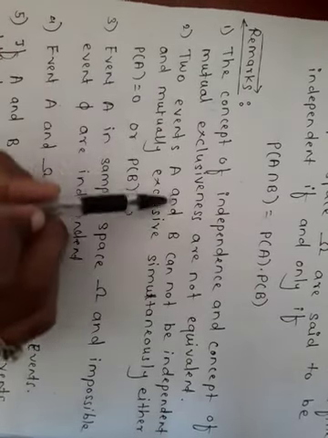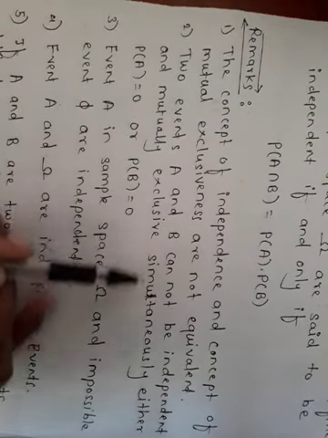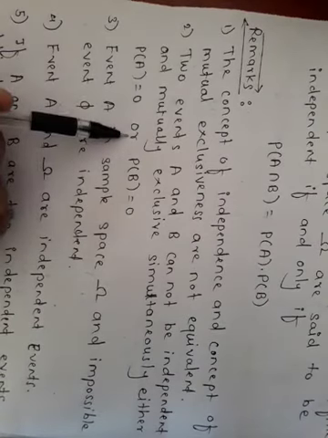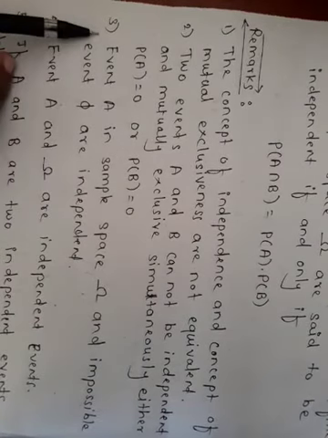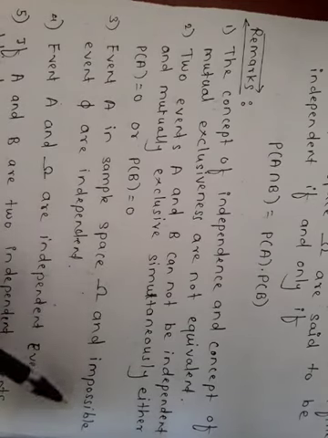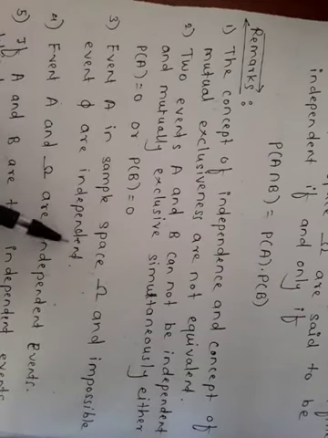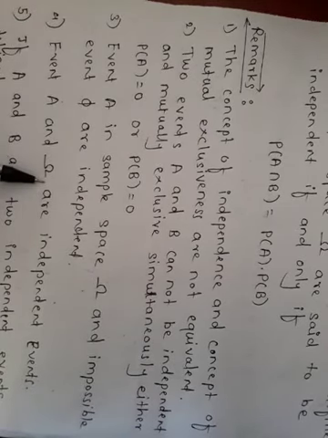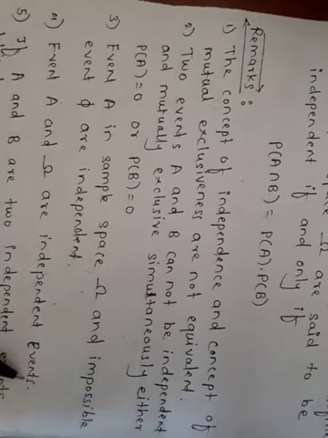Next, remark. The concept of independence and concept of mutual exclusiveness are not equivalent. Second, two events A and B cannot be independent and mutually exclusive simultaneously, unless either P of A is equal to 0 or P of B is equal to 0. Third, event A in sample space S and impossible event phi are independent. Fourth, event A and sample space S are independent events.